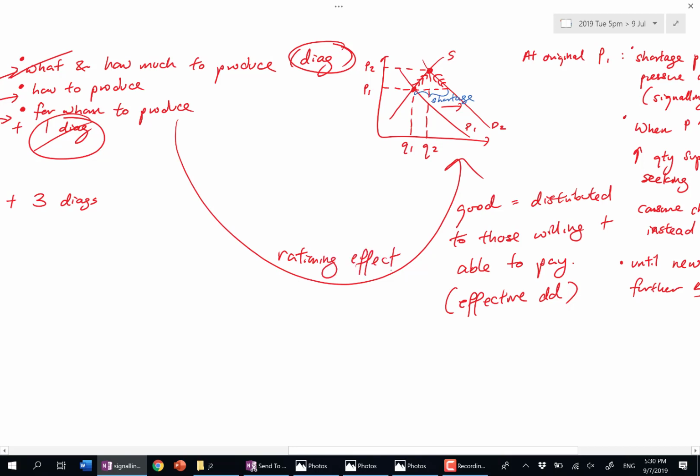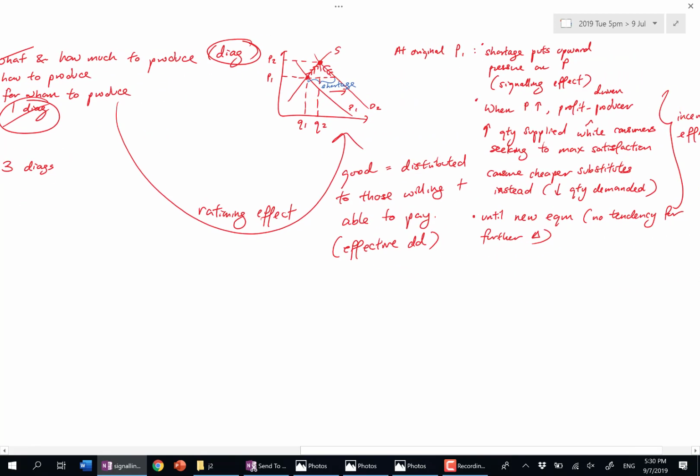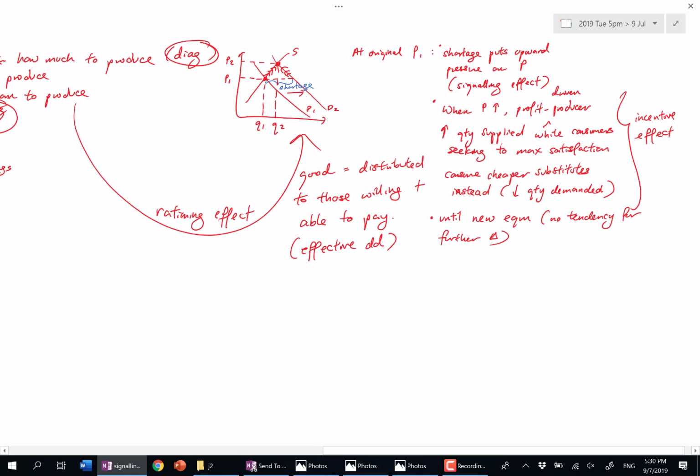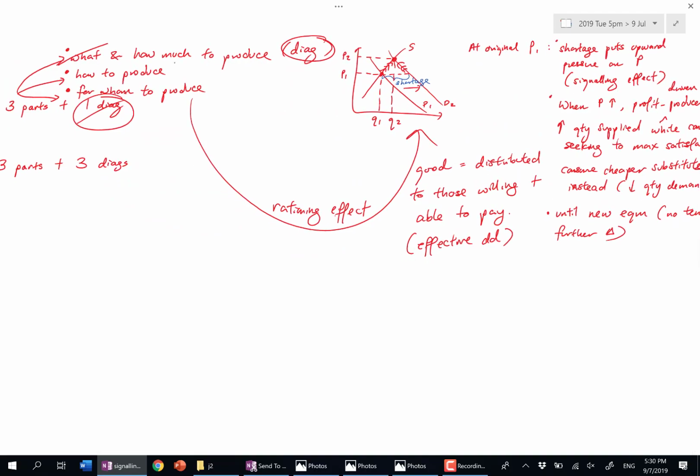Okay, so I've just brought in the signaling, incentive, as well as the rationing effect. Sure. I just put it here. Any questions? Then there's one last part here, which is how to produce.